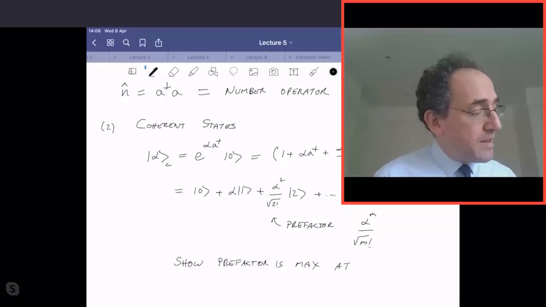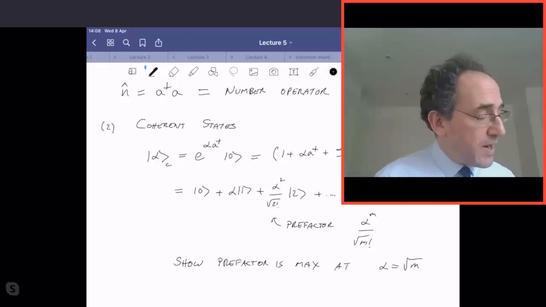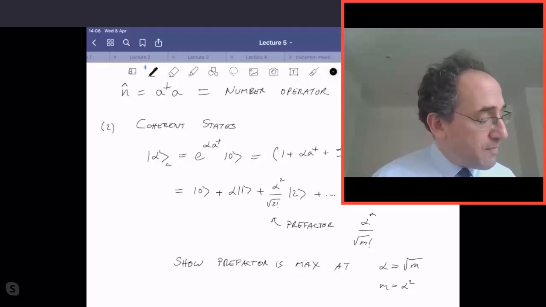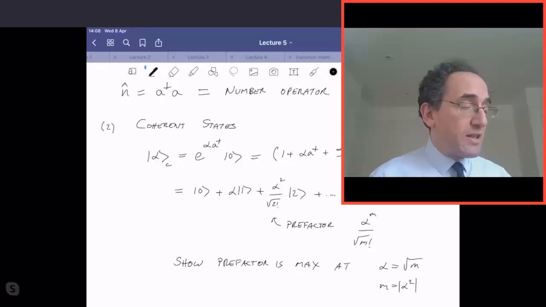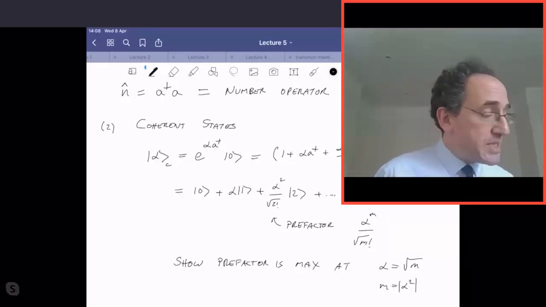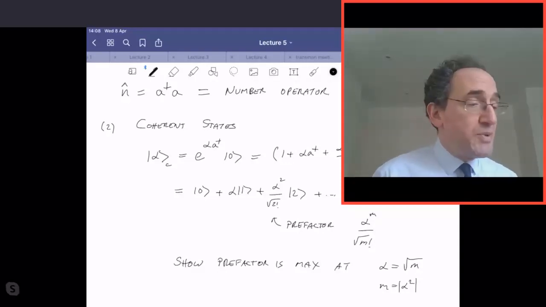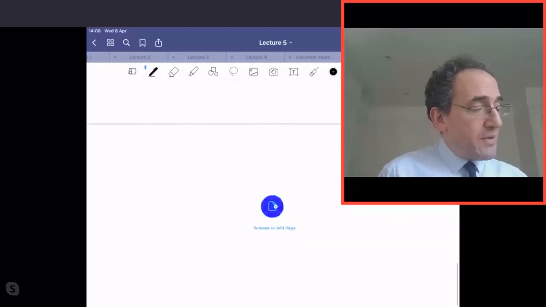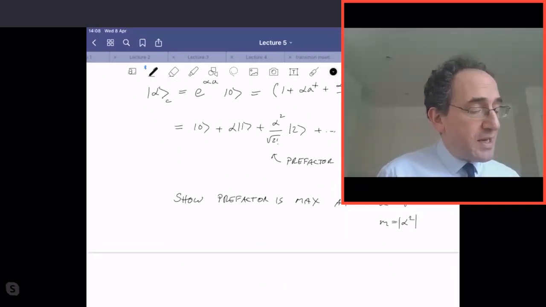at approximately alpha equals square root of m. Okay, so when you get to the mth term, or m equals alpha squared, for a given alpha, you go out to the mth term, which is roughly magnitude of alpha squared, and that is the largest prefactor. So among this superposition of many number states, that's the largest contribution, and others are smaller.